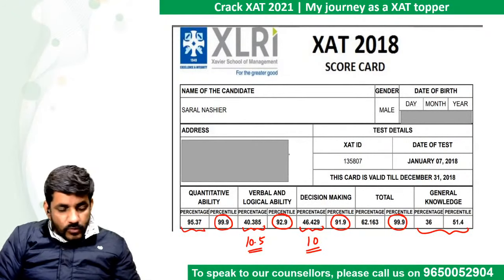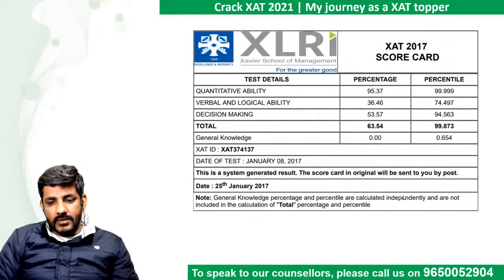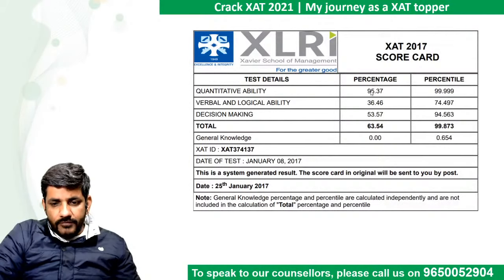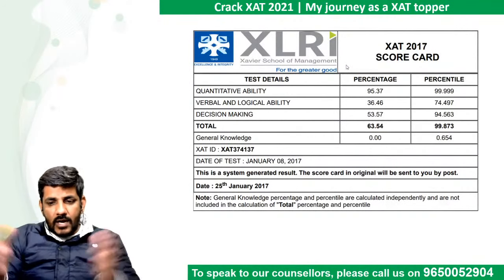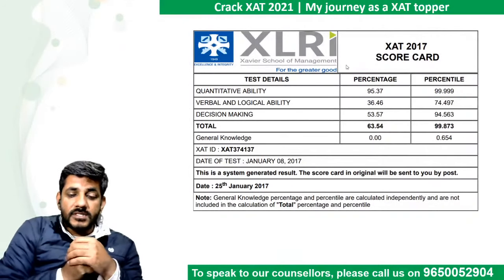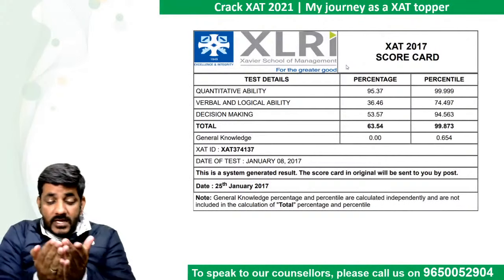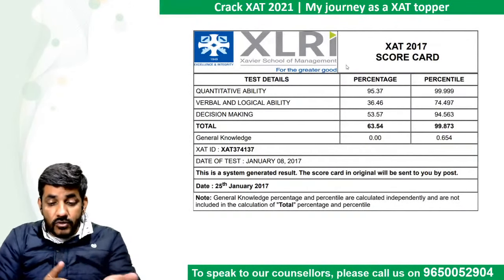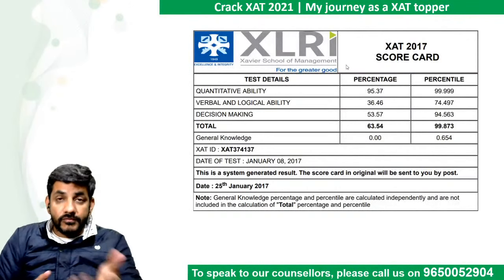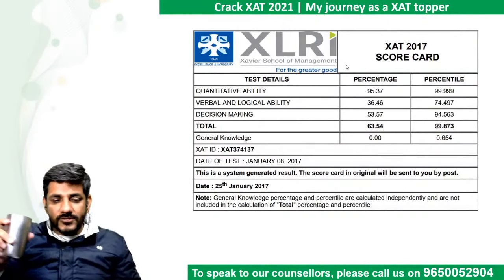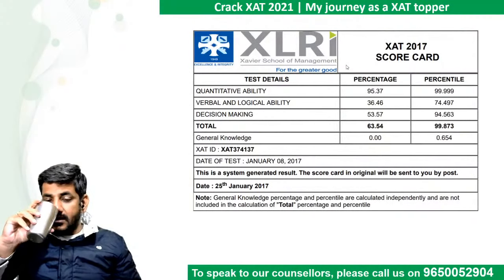I have another scorecard for 2017 as well. Now just look at this scorecard as well. Obviously, I want to give you an idea about how you can score well with these percentiles as well. And obviously, I want to tell you this as well, that I am the topper. So these are my scores. So showing off is also important, so I am showing off these things. Plus, I am also telling you something about clearing the cutoffs.